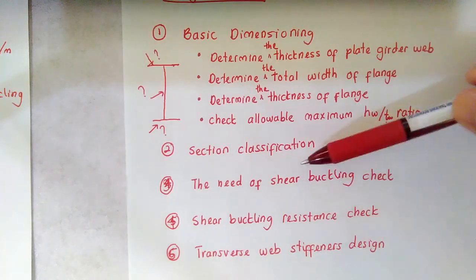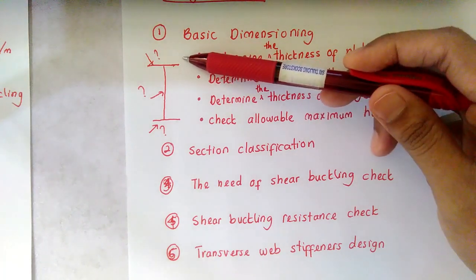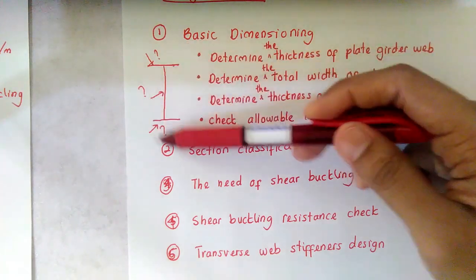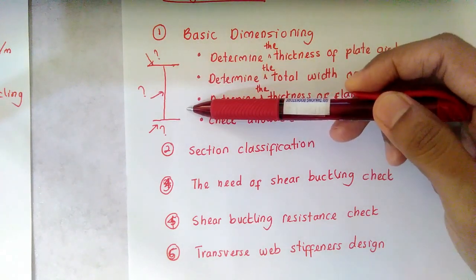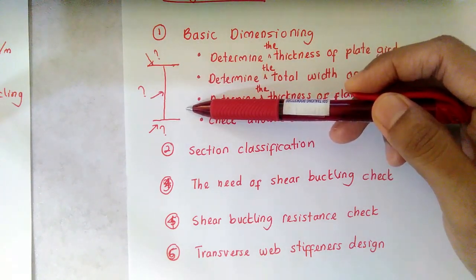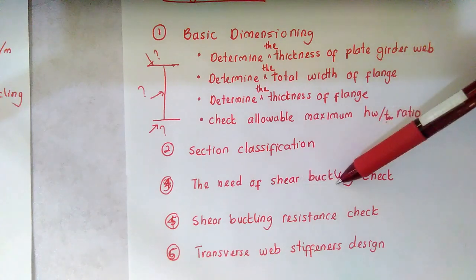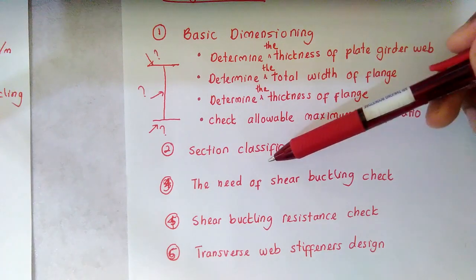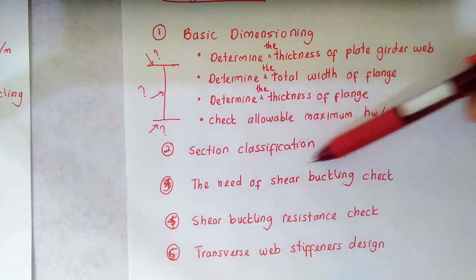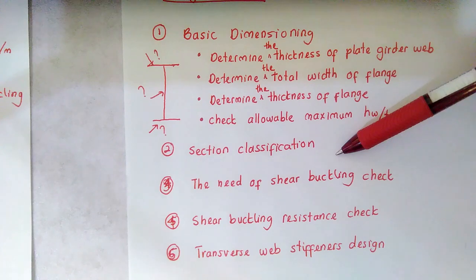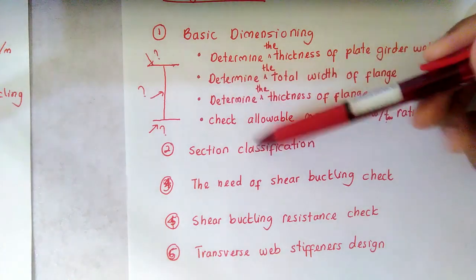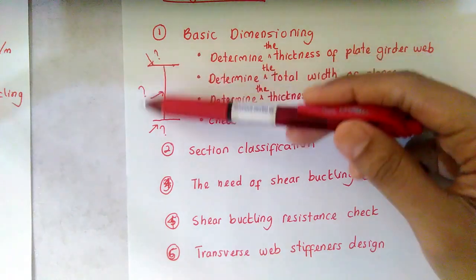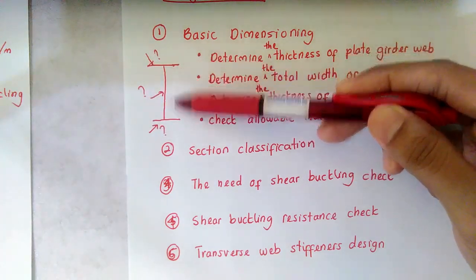And the third step, you need to check whether the proposed sections are required to be checked for shear buckling resistance or not. As we know, in beam design, or what we call UB sections, it is rarely necessary for us to check for shear buckling because they are not slender sections. But in this particular case, for plate girder, you usually will have a very thin web.